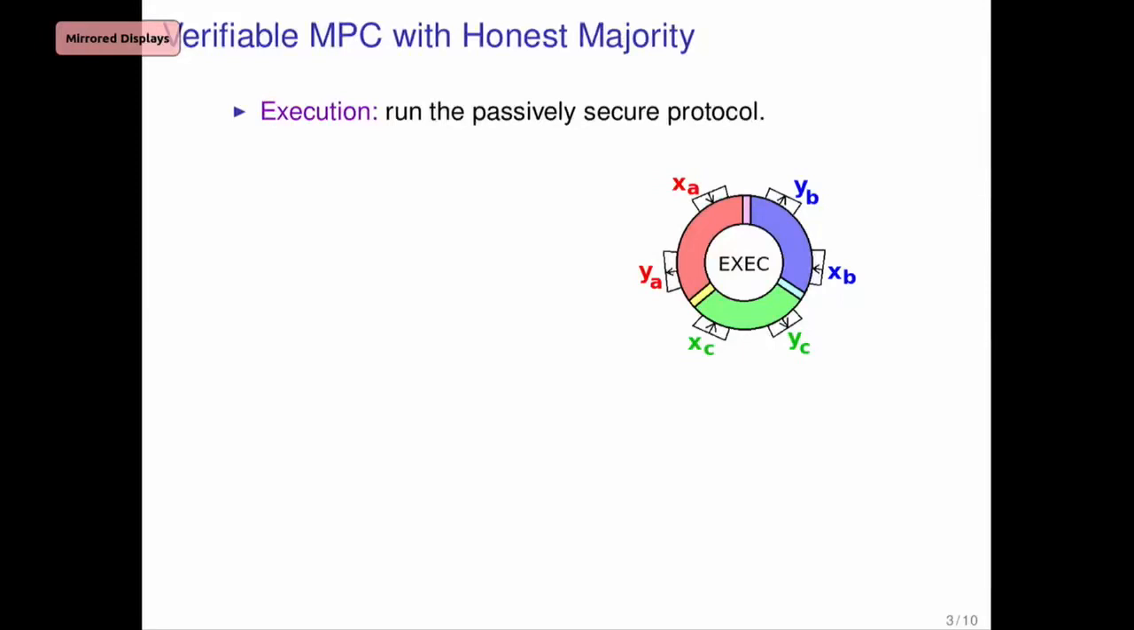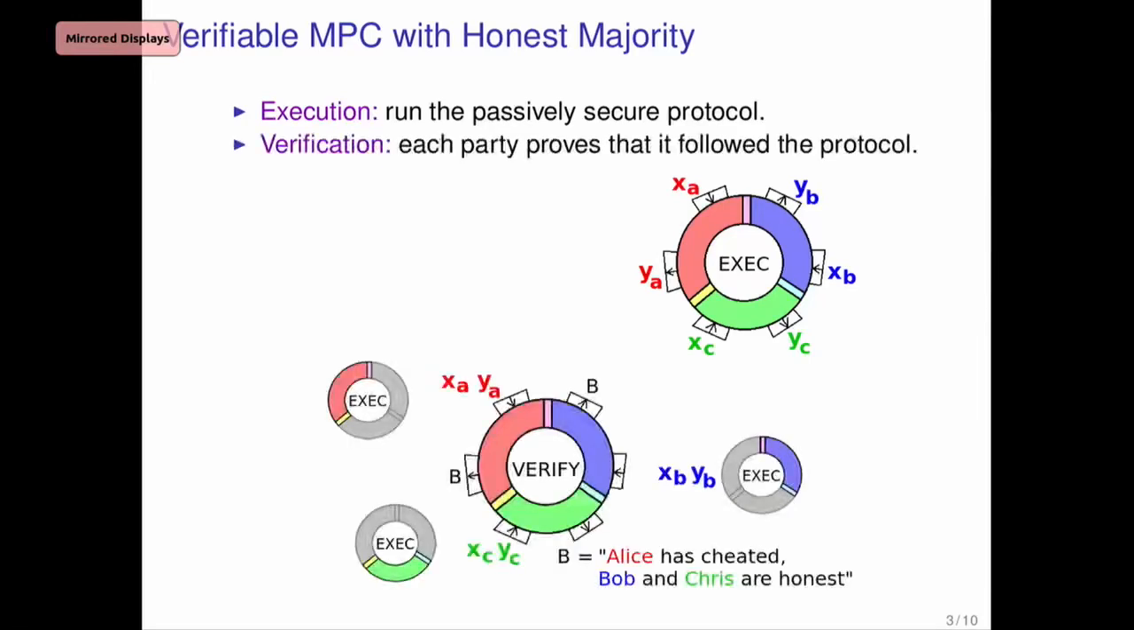So in this paper, we are dealing with a verifiable multi-party computation with honest majority. And the outline of our paper is that, first of all, there is the execution phase in which the parties run the initial passively secure protocol as it is without modifications. And after that, they execute the verification phase.